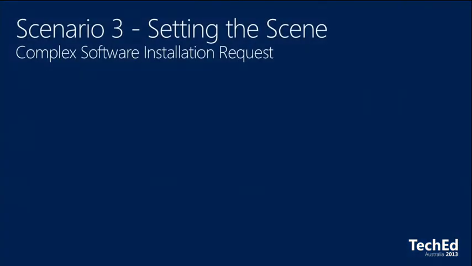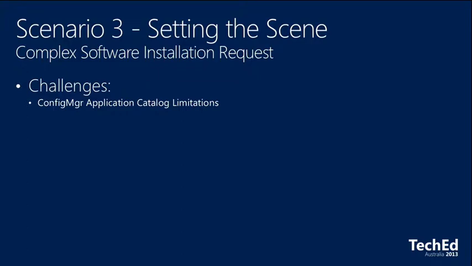So let's set the scene for scenario 3. The challenges with a lot of the tools: Config Manager has the application catalog. The problem with that is it's great if you just want to install an application, make a list available to your users, and they can go and install. As soon as you want to throw approvals into the mix, or even some complexity around who should be the approver, it just can't be done. There is the Advanced Application Approval Workflow Solution Accelerator, but again, it's not nearly as flexible as the solution that I'm going to walk you through in a moment.